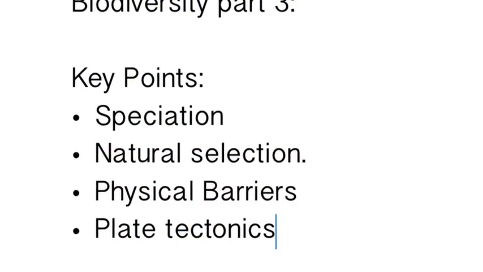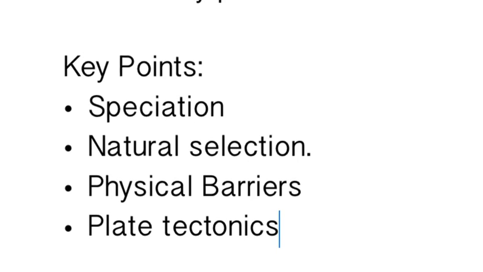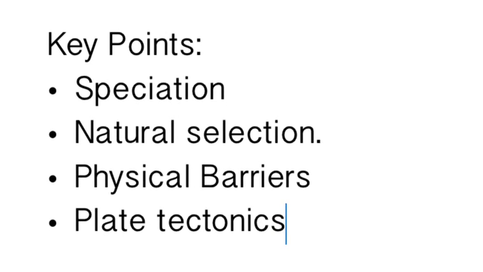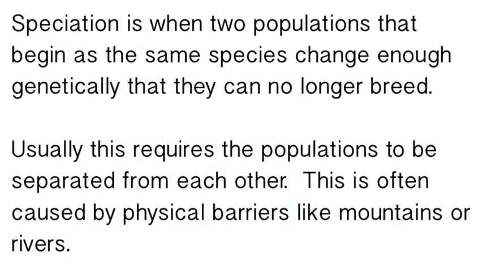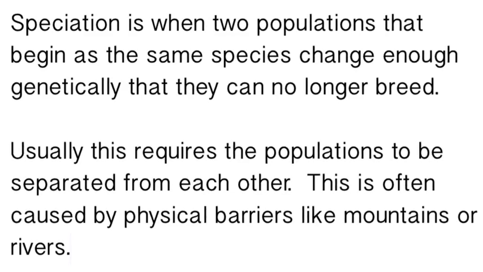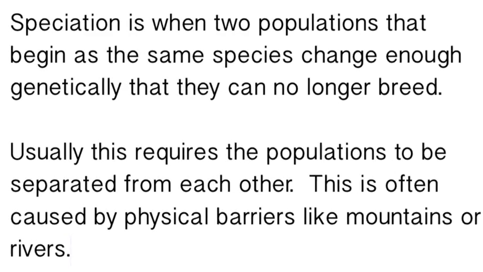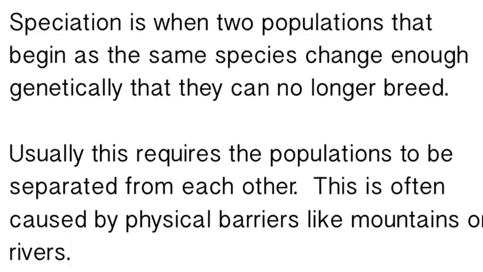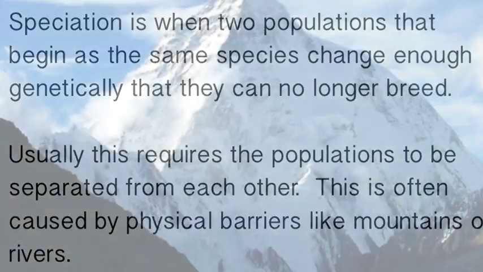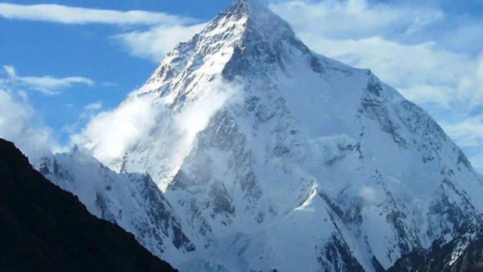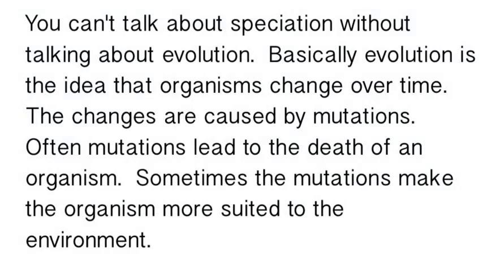Today is all about how species form, and we're really looking at speciation, which comes about via natural selection or evolution, and one of the driving forces for that is physical barriers. So let's start by talking about what speciation is. It's the idea that you have two populations, and they start the same, they're the same species, but over time they change into two different populations that can no longer breed, so we call that two different species. And a lot of times this happens because they get separated by things like mountains.